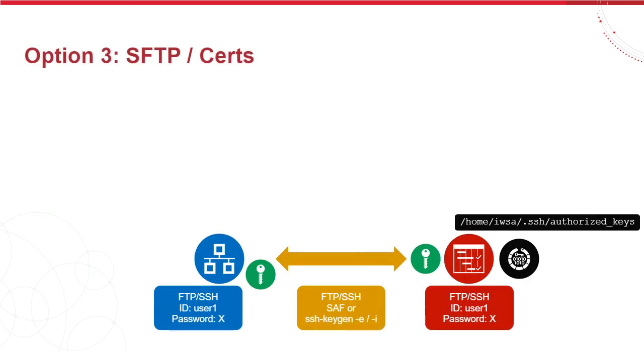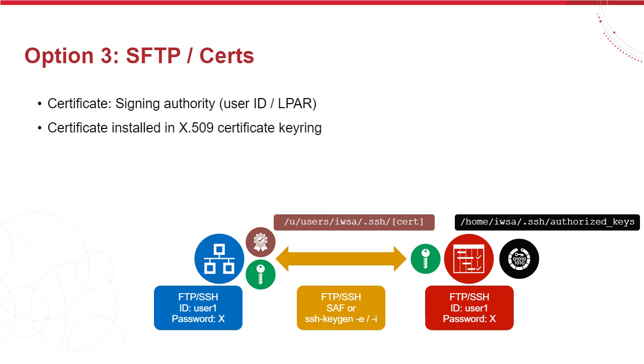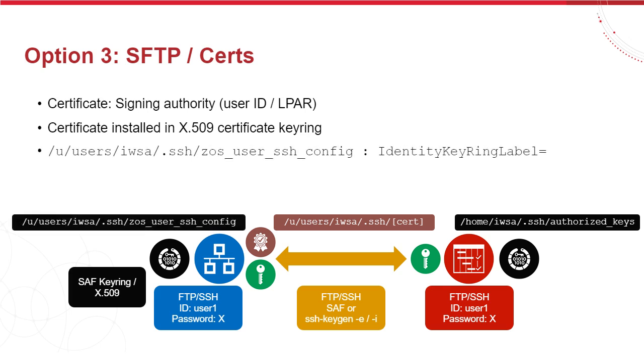The third option is similar, but uses a certificate signed by a commercial signing authority for the user that starts the server STC and the specific LPAR. The certificate is generated in the .ssh directory of the IWSz user, added to an X509 certificate keyring, which serves as the certificate container. For this, a file is needed in IWSz, specifically in the .ssh directory in the home directory of the user on the mainframe that is running the server STC.